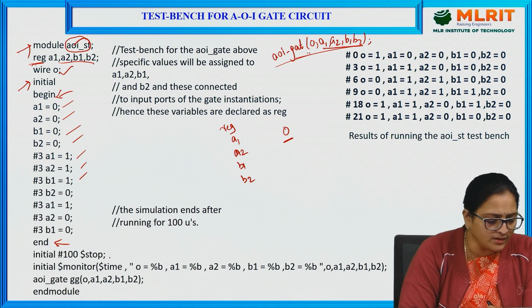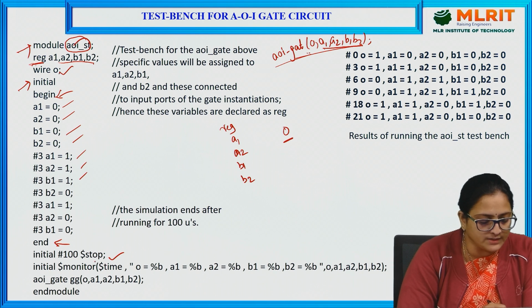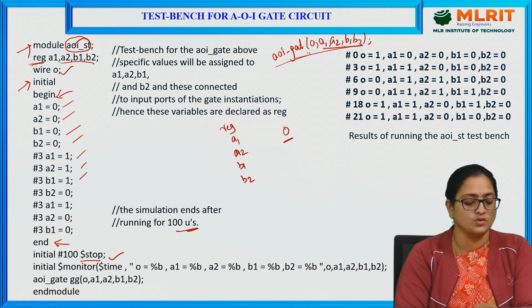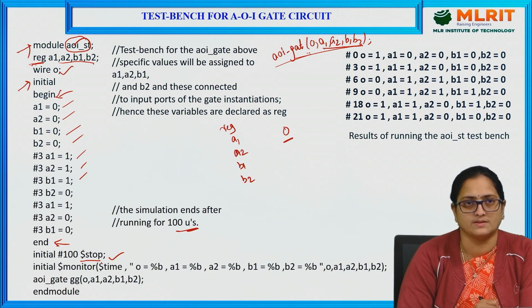And after the 100th time interval, I use a keyword called $stop. So what happens? It stops simulating at the 100th time interval. I didn't use $finish, so I use $stop here. So it runs the simulation for 100 time intervals.